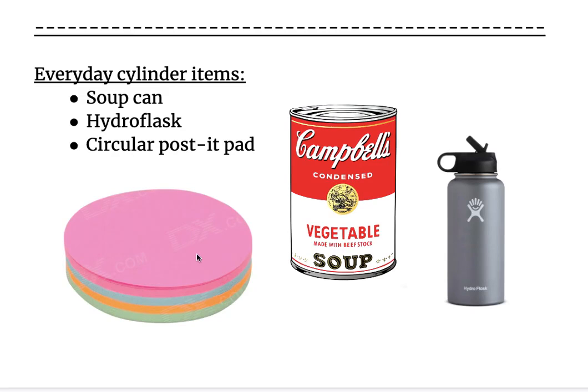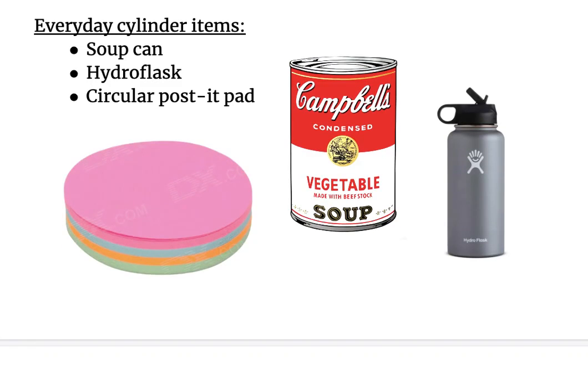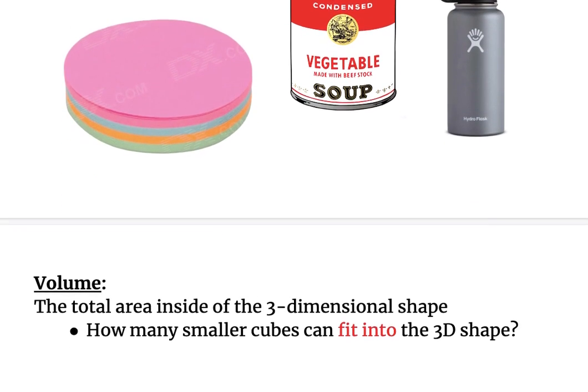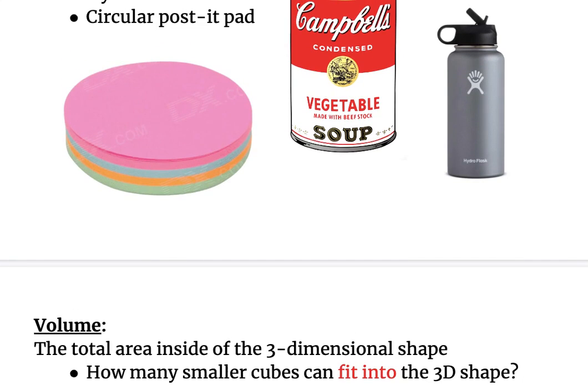And I like to think about the circular Post-it pad for volume in particular, because it's going to help me with my formula later for figuring out the volume. Now, volume is the total area inside of a three-dimensional shape. So we're talking about, for your soup can, how much soup is inside. For your hydro flask, how much water can it hold? And then for your Post-it pad, how much paper is inside this entire stack of Post-its in that pad?